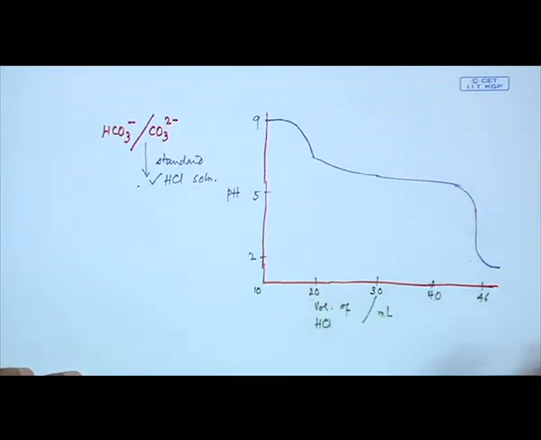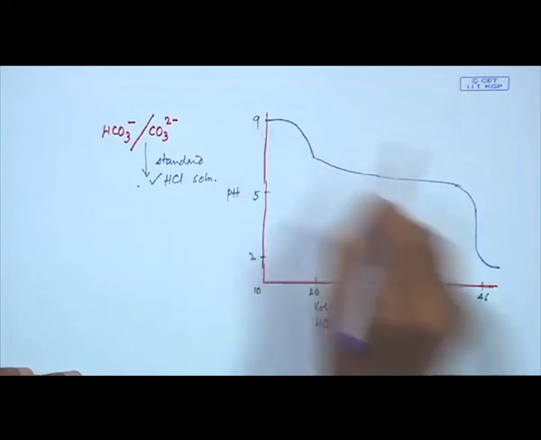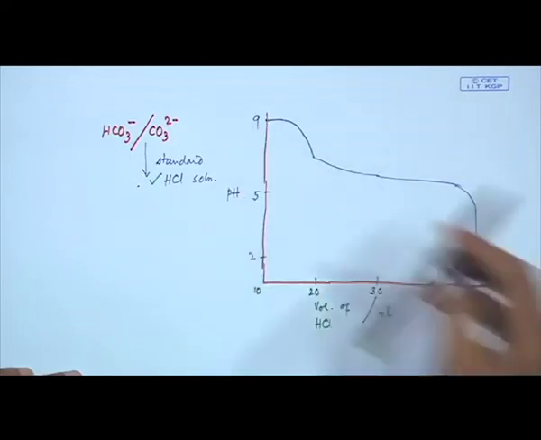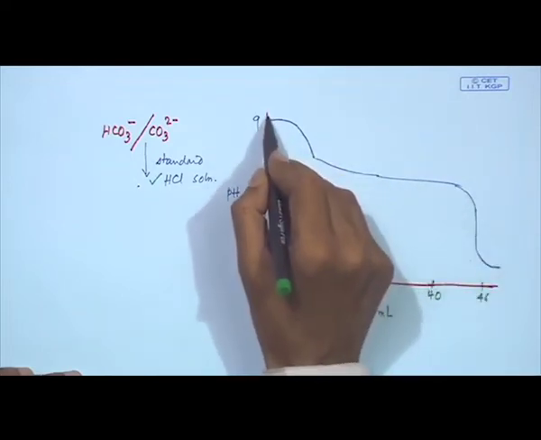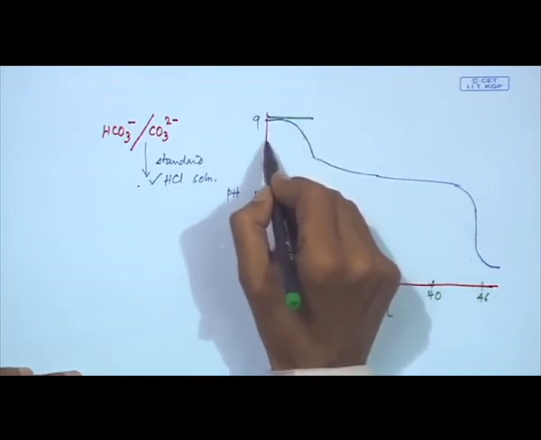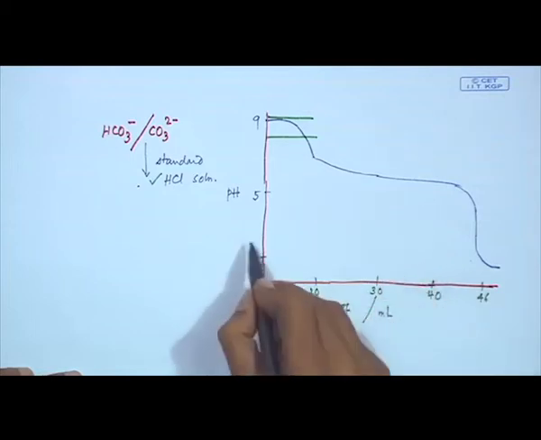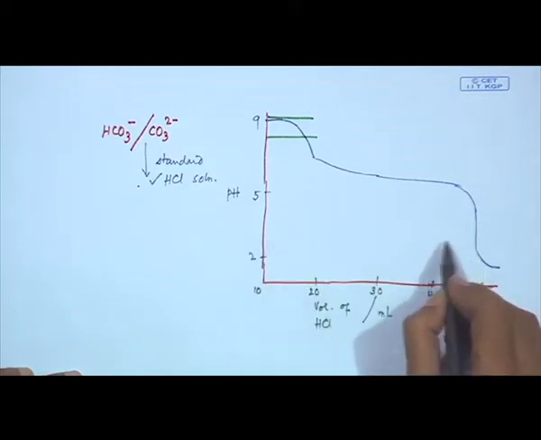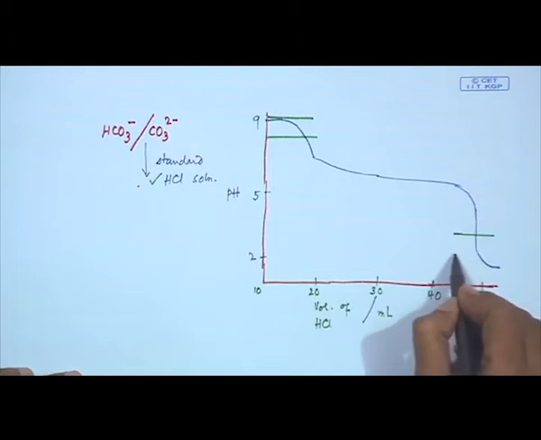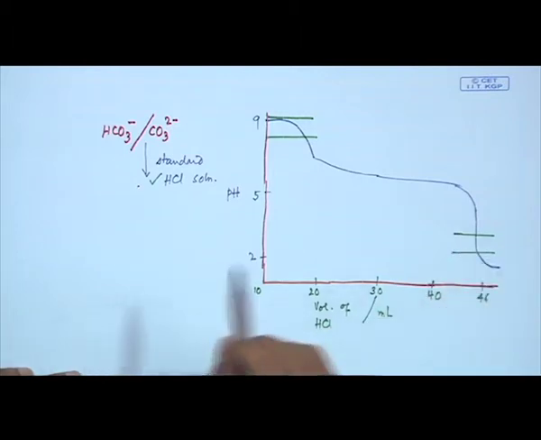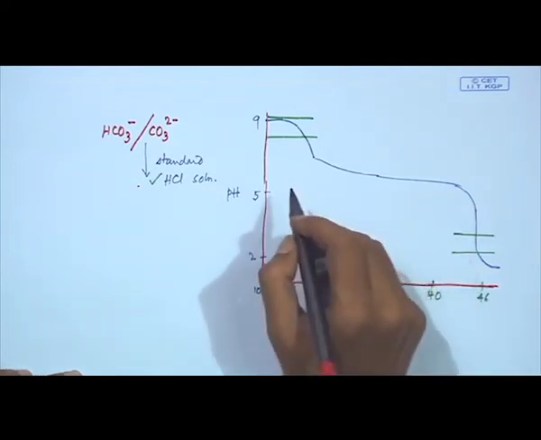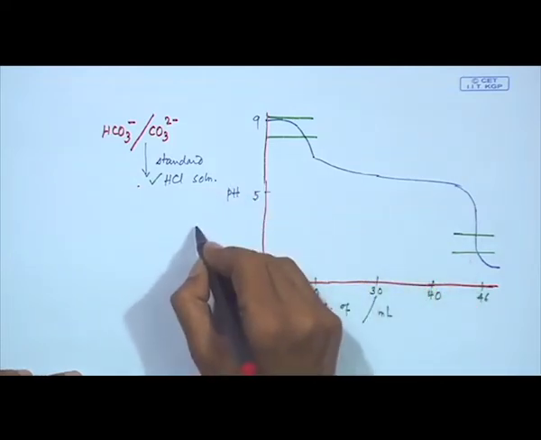So, what we see is that this particular point gives the corresponding indicator that we can use. This is one indicator range, at the lower pH values, and this is another indicator range. For all these cases, what we can use is phenolphthalein.